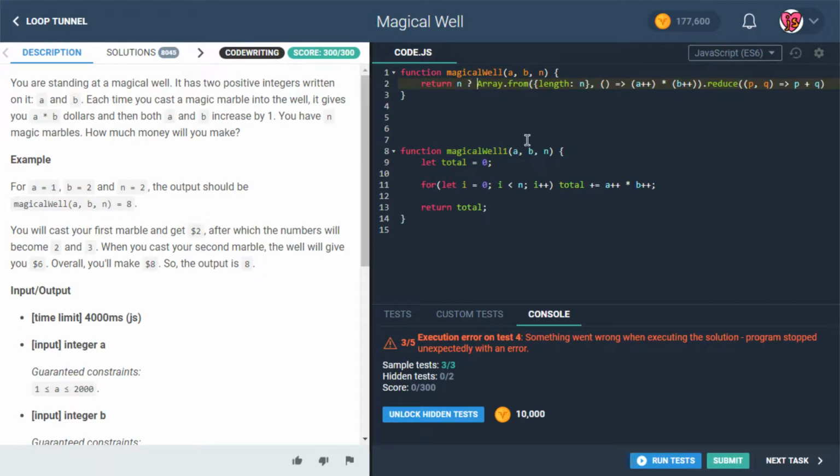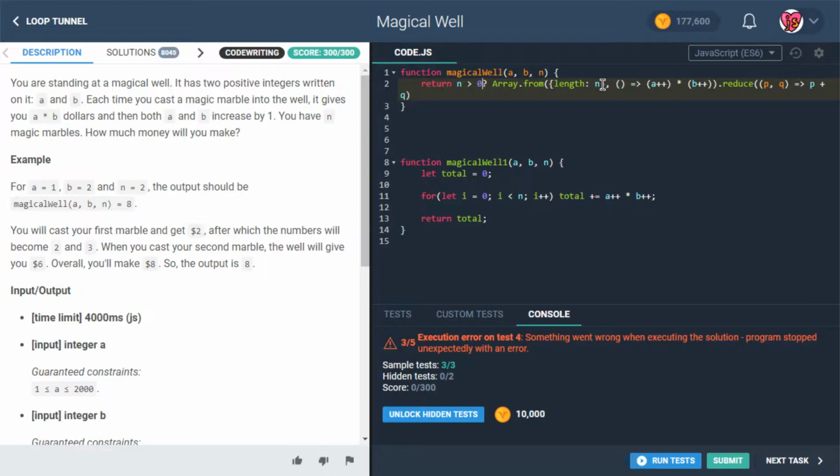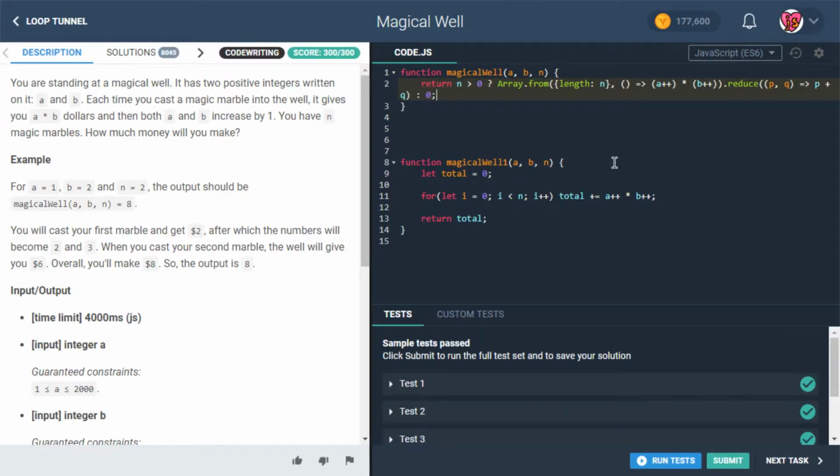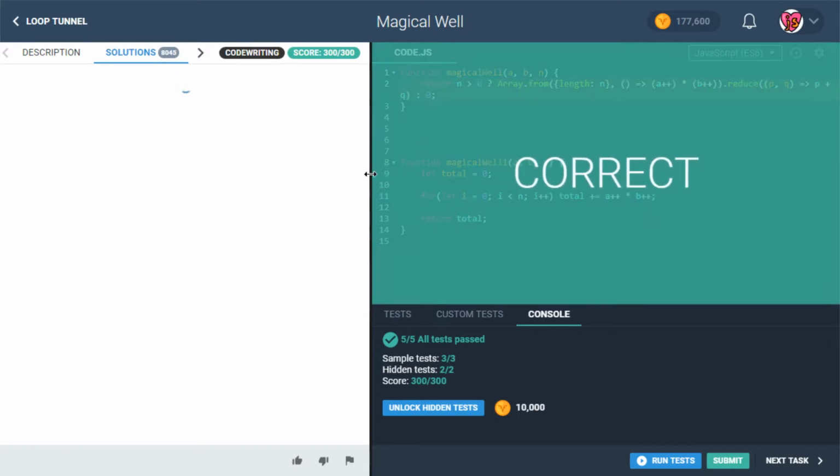So maybe we'll just say something like this. N? Right? We could even be more explicit about it and say, n is greater than 0? And if n is greater than 0, it'll do this. Otherwise, it'll just return 0. Let's try that. Will that work? Yeah, okay, so that passes the sample test. Yeah, okay, so that passed the hidden.